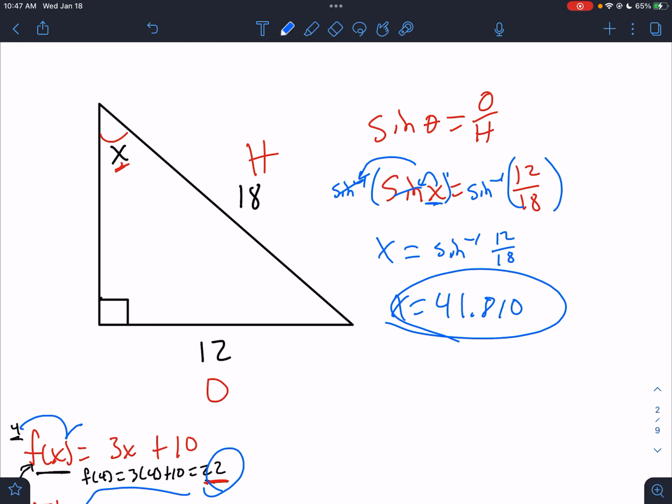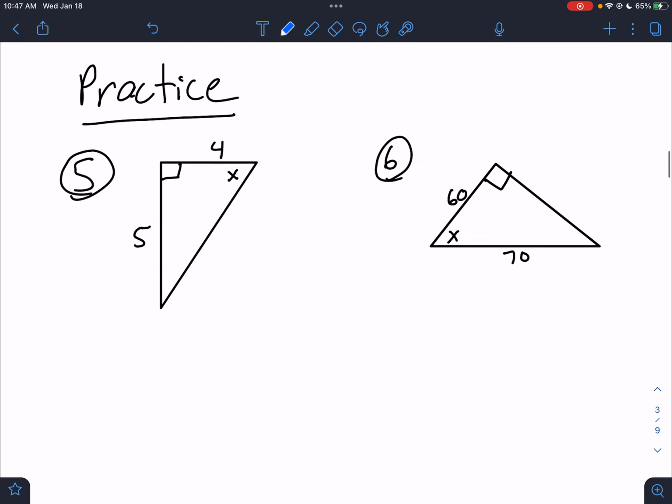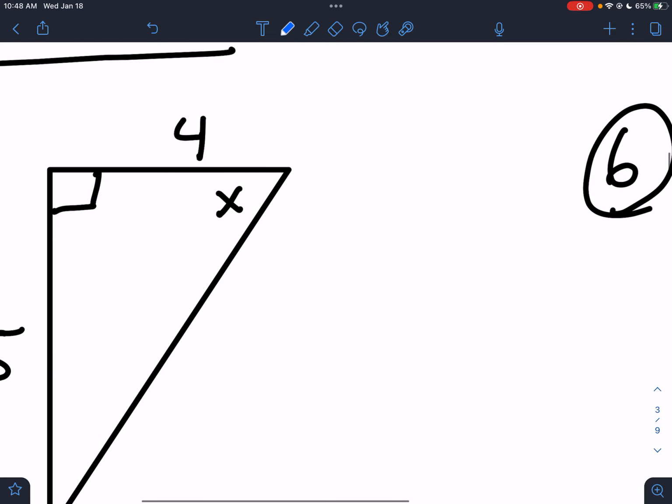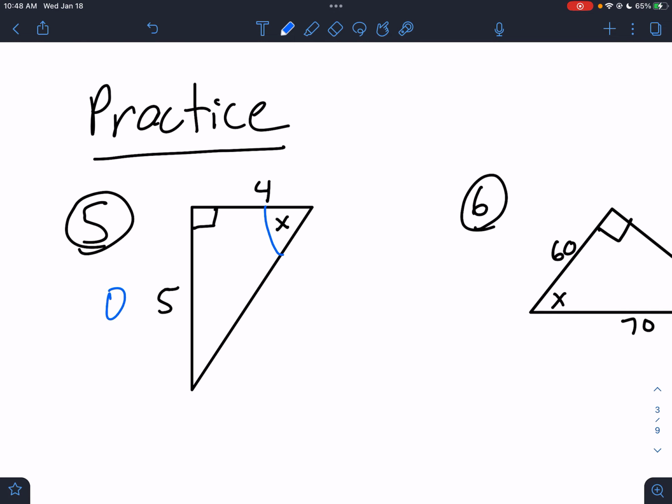So I talked about a whole bunch of stuff there. At the end of the day, how do we actually solve the problems? All right, here we go. Got an angle. It's x. 5 is opposite. 4 is adjacent. That's the TOA part of SOHCAHTOA. So we know that the tangent of x equals 5 over 4, opposite over adjacent.